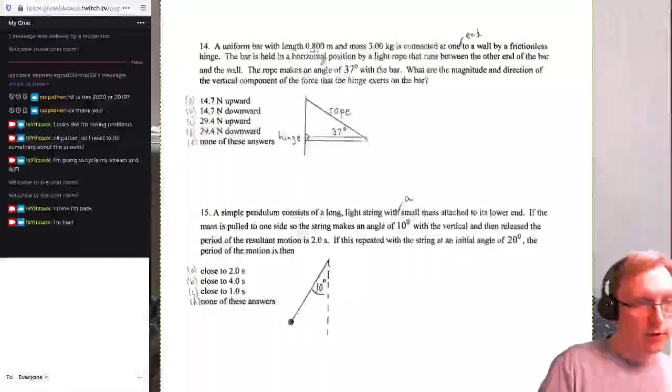A uniform bar with length of 0.8 meters and mass of 3 kilos is connected at one end to a wall by a frictionless hinge. The bar is held in a horizontal position by a light rope that runs to the other end of the bar. The rope makes a 37 degree angle with the bar. What is the magnitude and direction of the vertical component of the force that the hinge exerts on the bar?